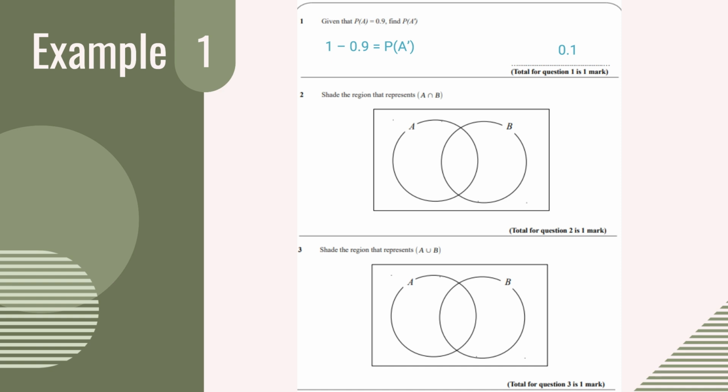Question 2, when we're asked to shade the region that represents A and B, it's what we said before, and it's this in the middle. So you're simply shading that. And then question 3, which says shade the region that represents A union B. This is just A or B. So you just shade everything which is in the circles. And if you're asked this in an exam question, this is what you do. You're just shading that bit.